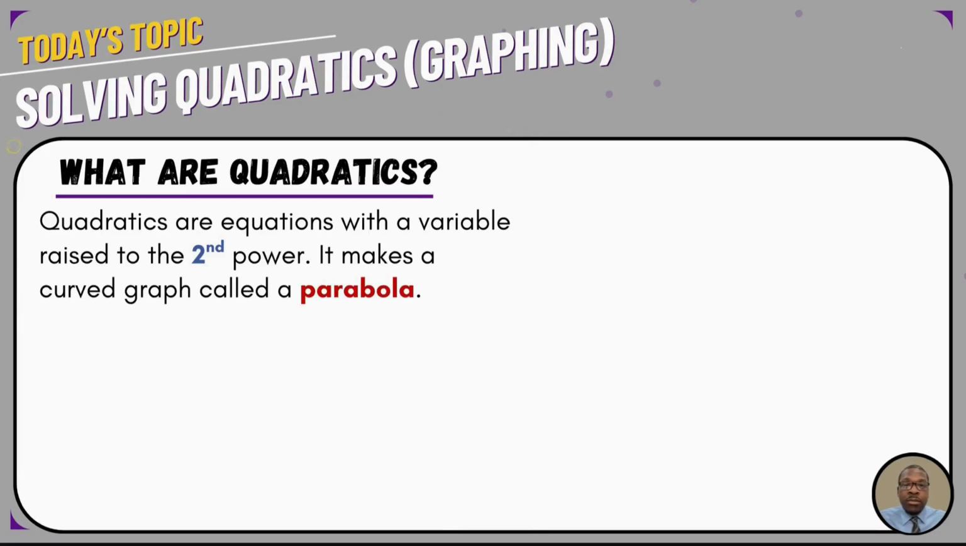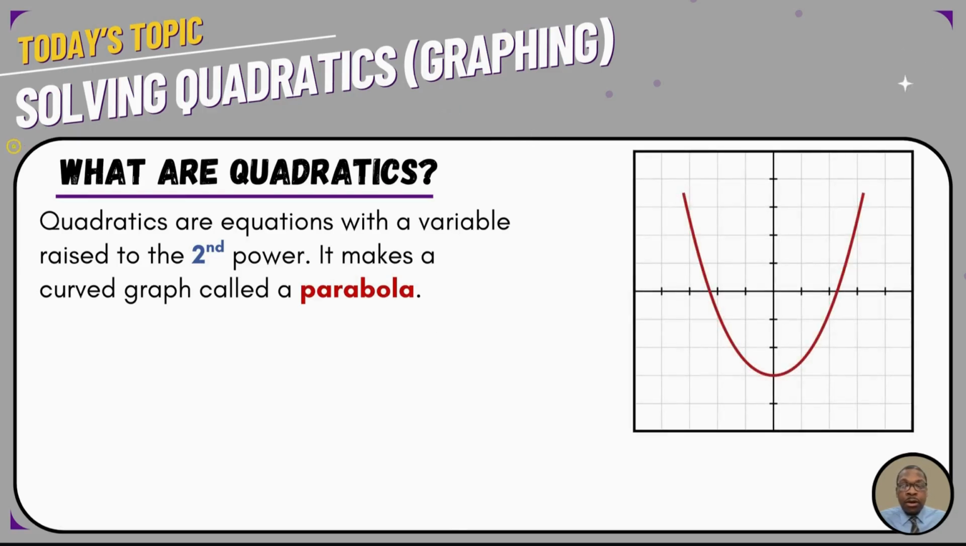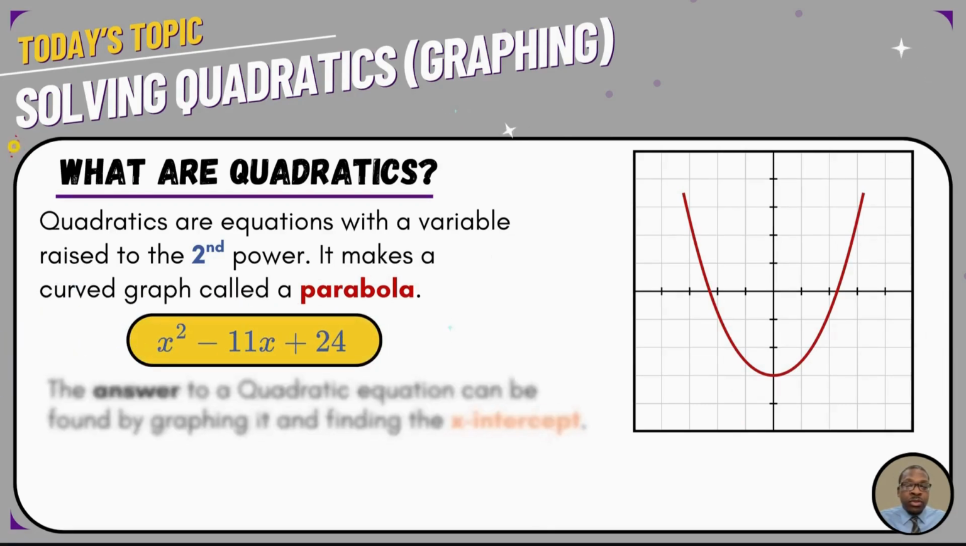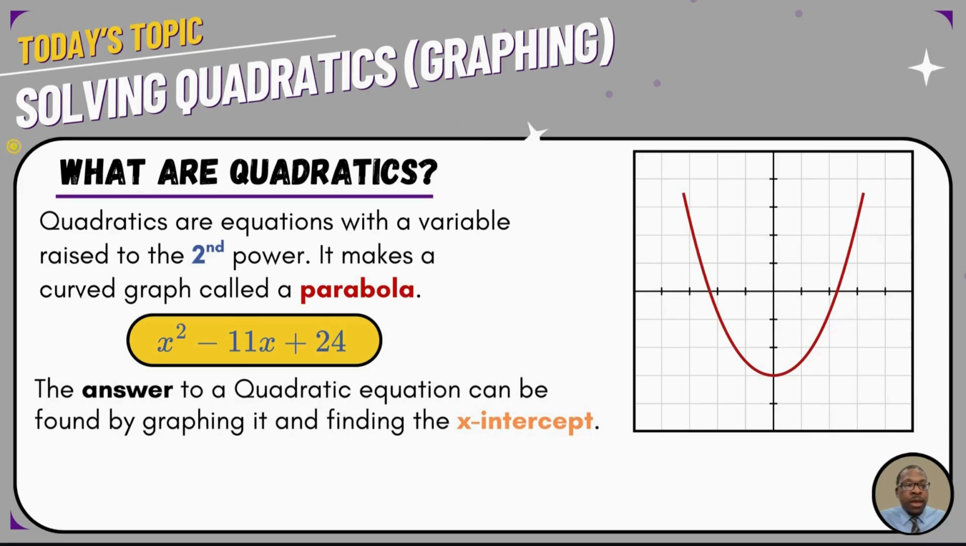And when you raise something to the second power, it gives you a curved graph called a parabola, or as I like to playfully say, parabola. So it gives us a curved graph and it helps us to recognize some of our answers very quickly. The answer to a quadratic equation is found when you graph it and find the x-intercept. That's why graphing it is a very easy and very powerful way to solve these problems.